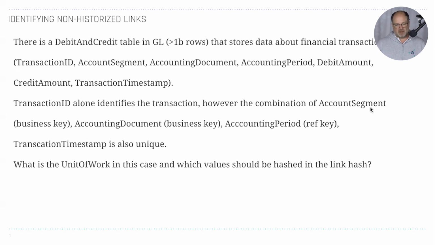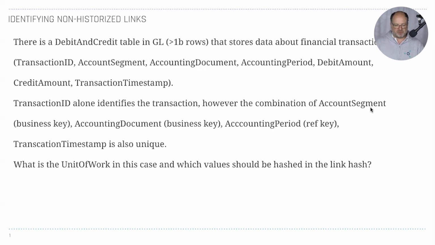That's good. But also the combination of account segment, that's a business key, the account document, another business key, and the accounting period, which is considered here as a reference key because it's a timestamp, right? This combination is also unique and uniquely identifies a transaction. So what's a unit of work in this case, and which values should be hashed in the link hash?